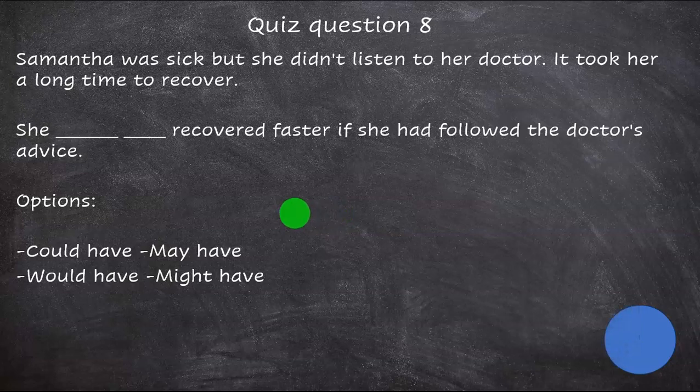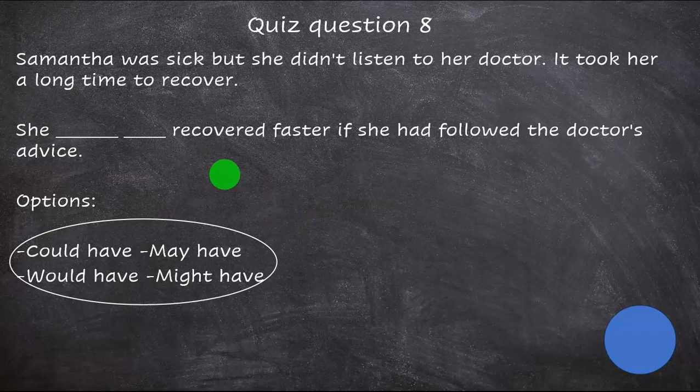All right, the last answer is all of them can be the answers depending upon the particular situation, right? She may have recovered faster if you think there's a 30% chance. She could have recovered faster, and she would have recovered faster if you're 100% sure. So depending upon how sure you are, all of them can be your answers.